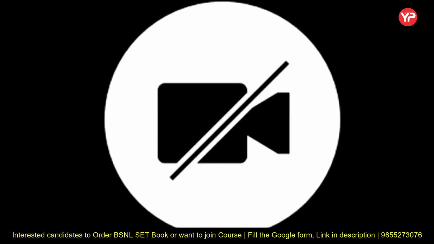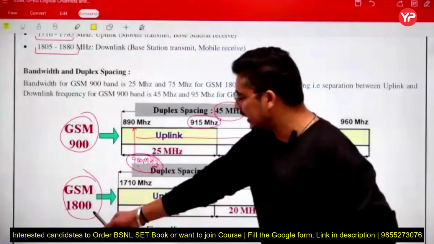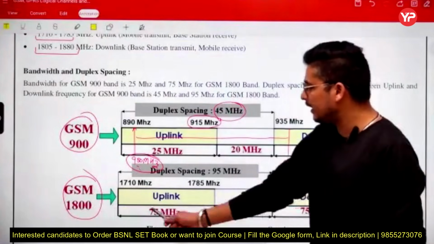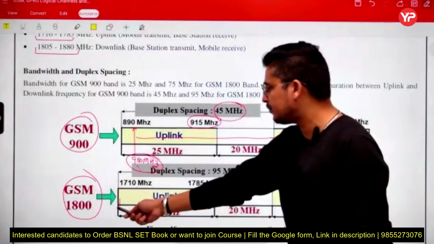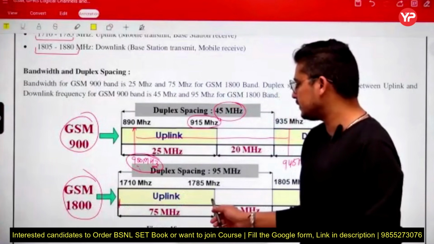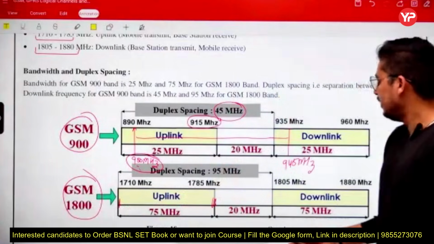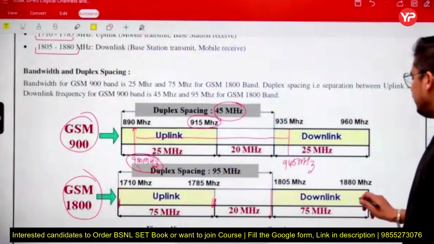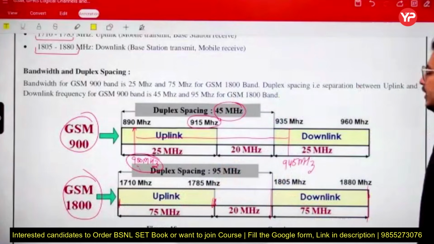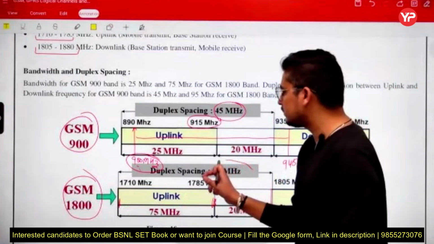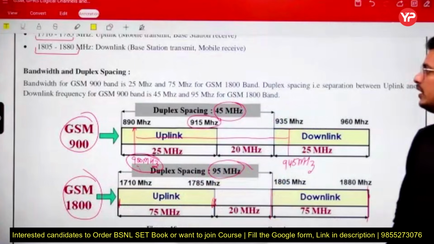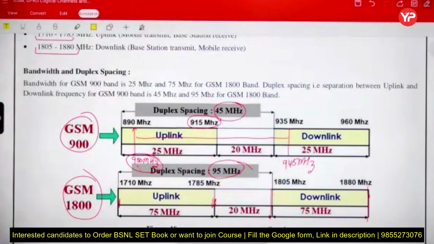That is for GSM 900, and when you go for GSM 1800, the uplink frequency range is from 1710 to 1785. After that, the downlink frequencies are 1805 to 1880. Now here the duplex spacing is 95 megahertz in this GSM band. Is that clear? Yes, sir.